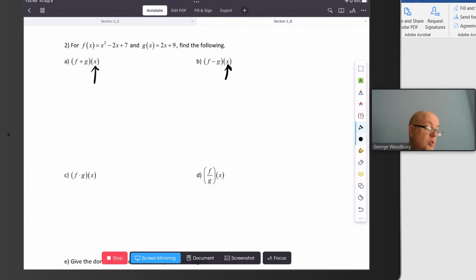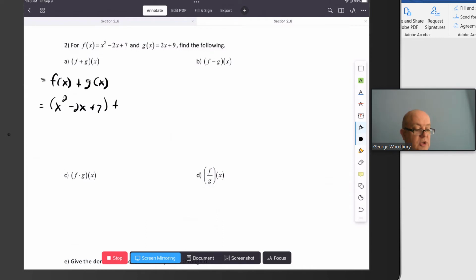We really don't have any choice of how to proceed here. In part A, f plus g of x is the same as f of x plus g of x. And now we're going to replace each function by its formula. F of x is x squared minus 2x plus 7, plus g of x is 2x plus 9.